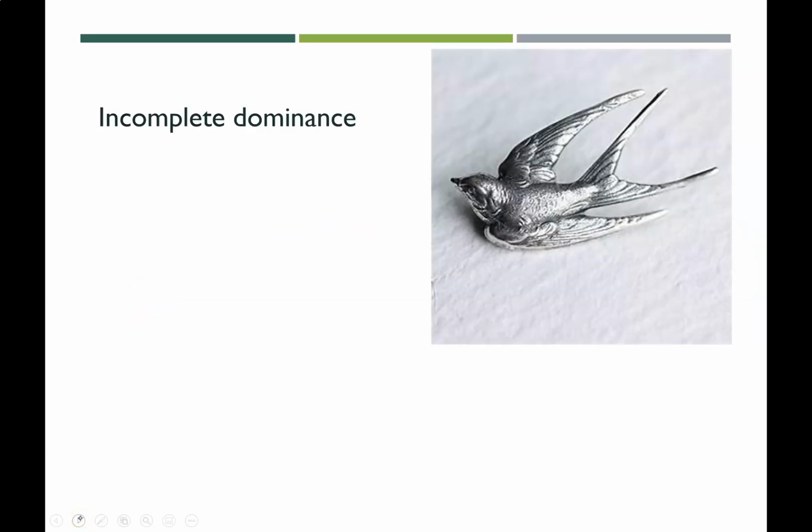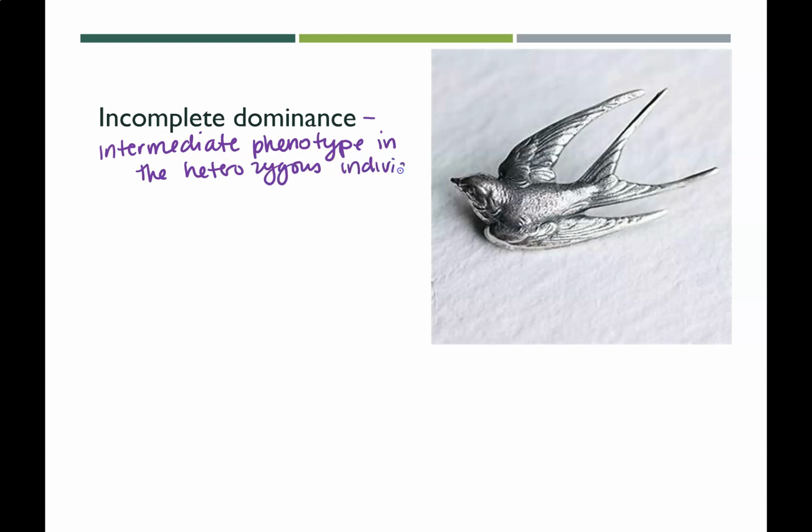All right, so let's move on to incomplete dominance. Remember that incomplete dominance is where you get an intermediate phenotype in the heterozygous individual. So let's say we have a bird, and that bird's feather color can be blue, feather color can be white, or in the heterozygous individual with an intermediate phenotype, we get silver.